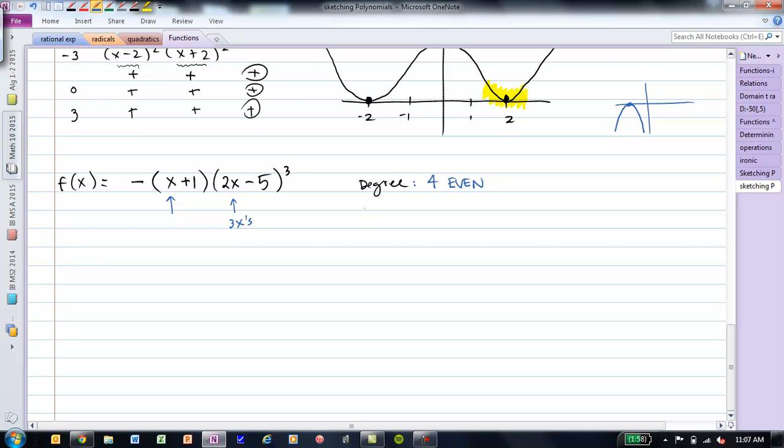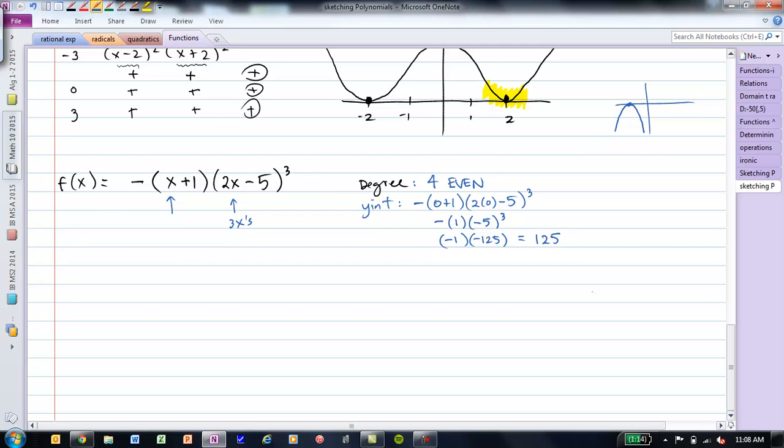All right, let's find our y-intercept. We're going to plug in 0 for x, so we have negative (0 plus 1) times (2 times 0 minus 5) cubed, so this ends up being negative 1 times negative 5 cubed. So we've got negative 1 times negative 125, which is positive 125. So our y-intercept is positive 125.